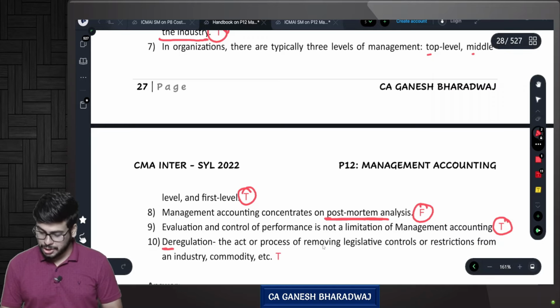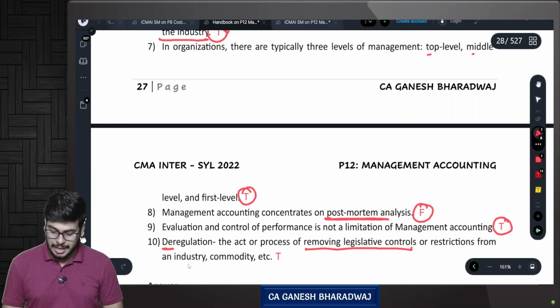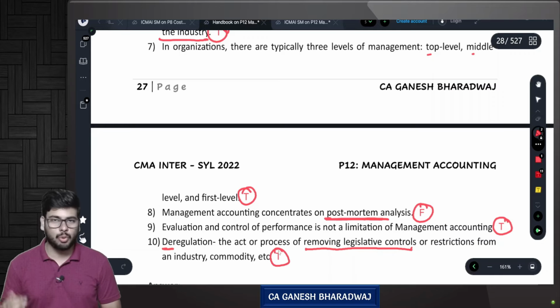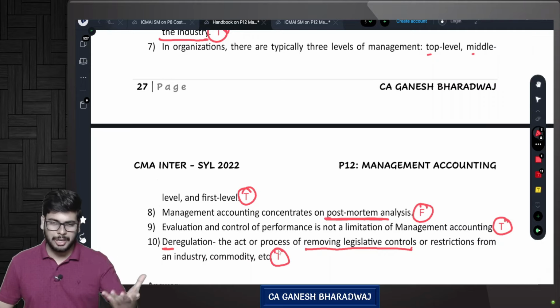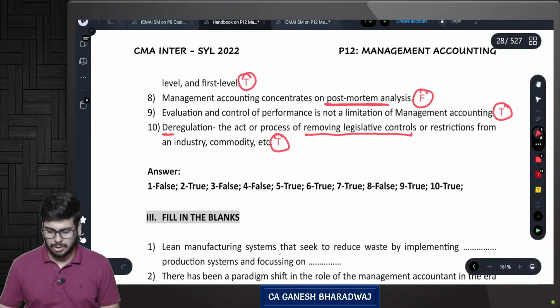The act or process of removing the legislative controls or restrictions from an industry, commodity, etc. True, obviously. So government removing their controls on any particular industry or a company or a product is called deregulation. So all the answers are also given here.